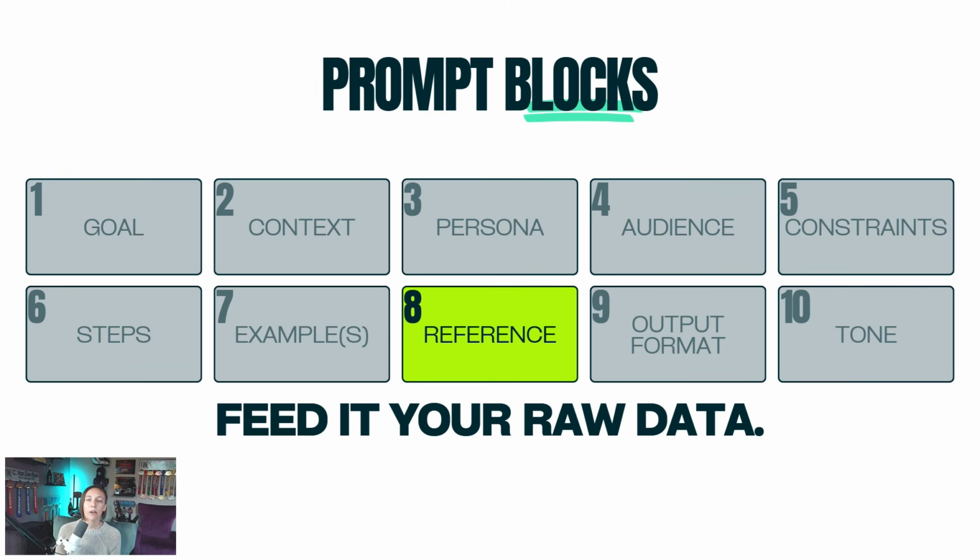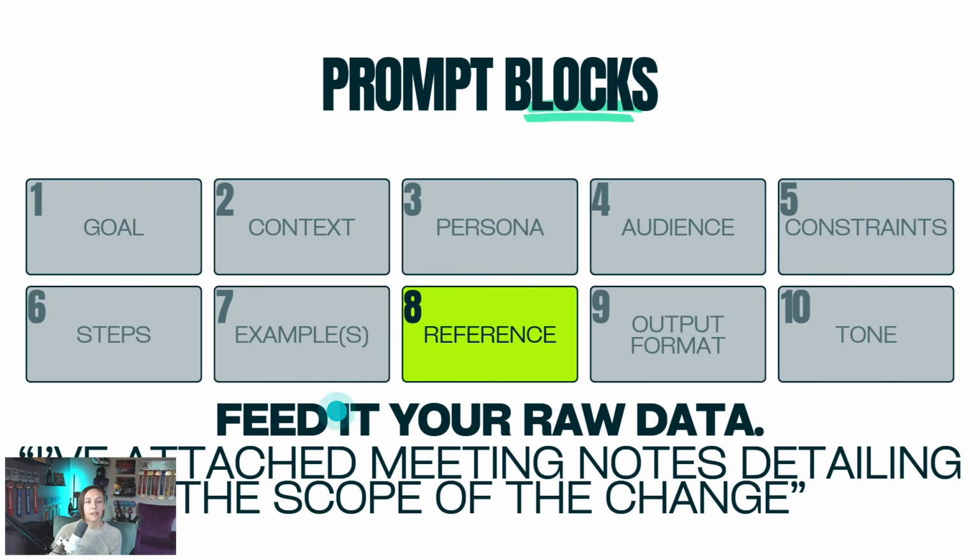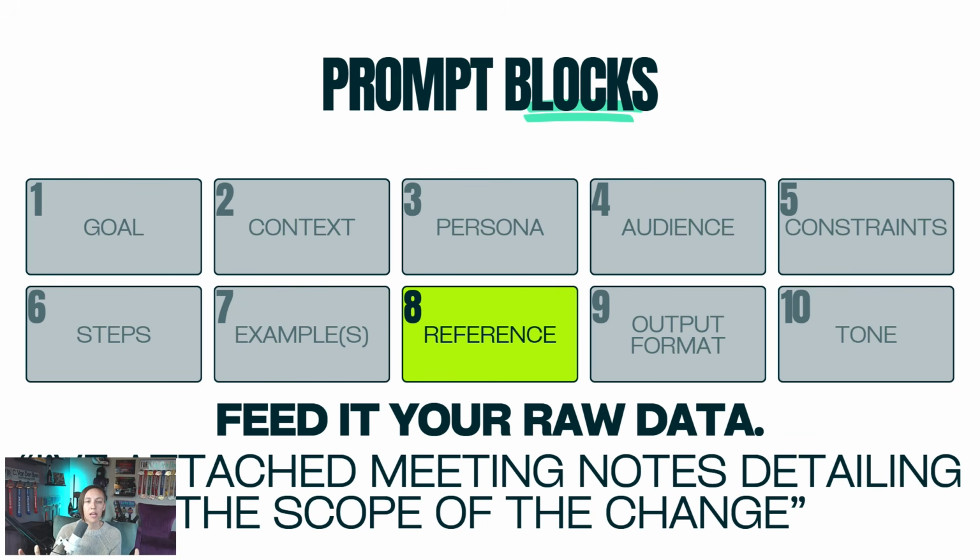You might even link out to a website and ask the AI to use an article or a web page as the basis for the information in its response. All of these are ways to provide more context to the tool so you can get a stronger response. Here is just how you would include that in your prompt. I've attached meeting notes detailing the scope of the change. And then you just attach that file in.